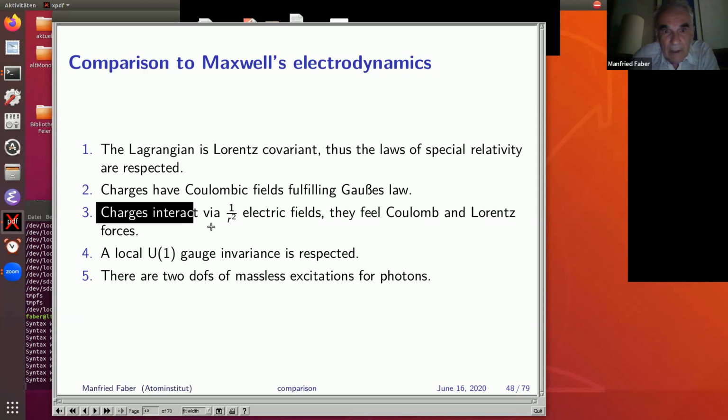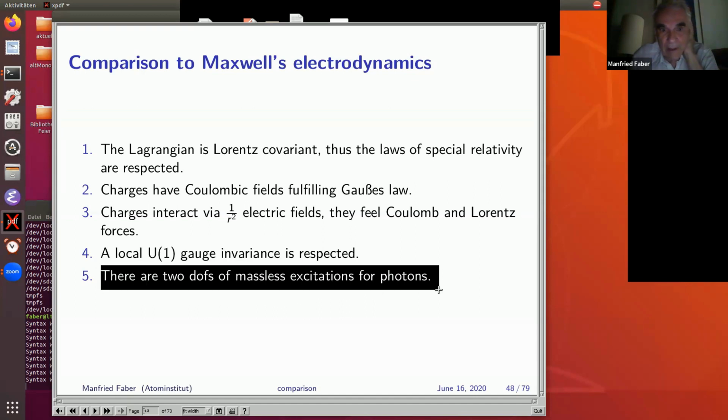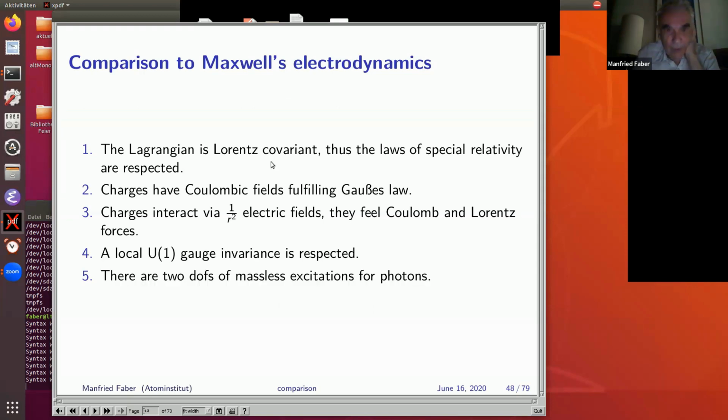So charges interact via a field which decays like 1 over r squared, and the charges feel Coulomb and Lorentz forces. I have explained that I have a local U1 gauge invariance, and it's not only stated, it's derived. Then I shortly discussed that I have two massless excitations, two Goldstone bosons, which are left and right-handed polarized photons. So now we get to the next point.